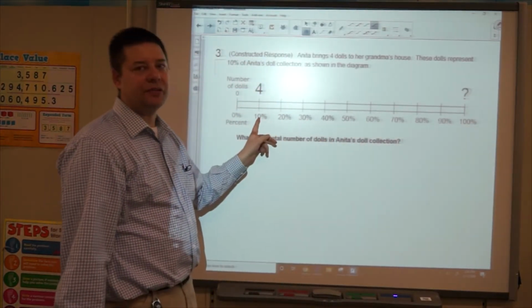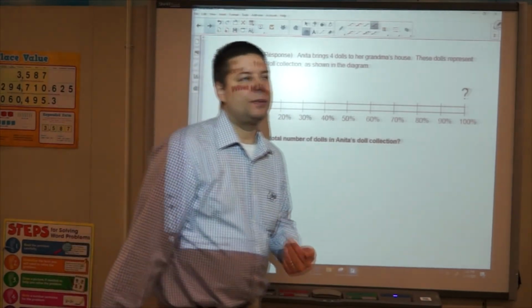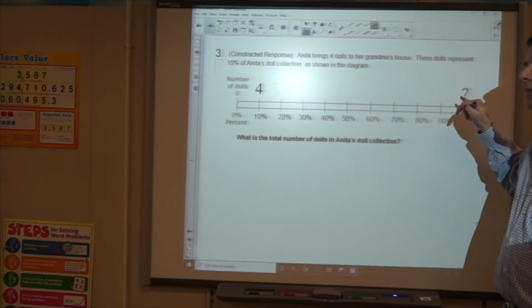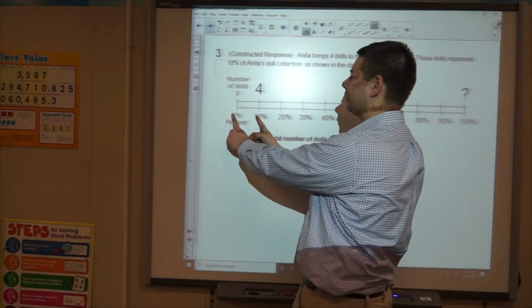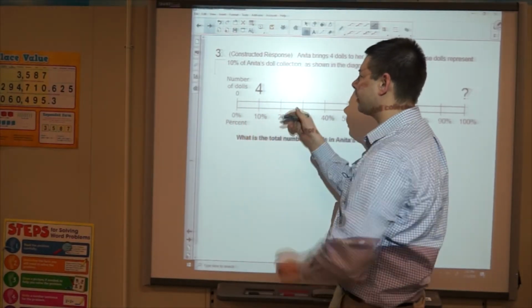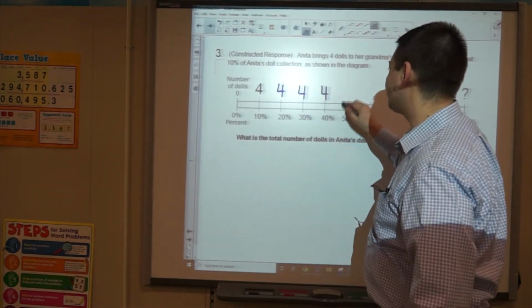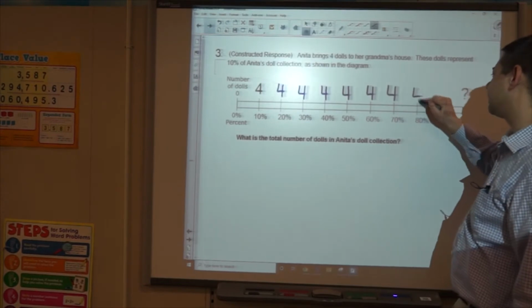We know that 10% of the collection is 4 dolls. So a lot of ways that we can kind of think about this one as well. And I'm going to go ahead and use the chart, use the graph that they give me to kind of make sense of this all. So if this number right here, from here to here, is 4 dolls, it stands to reason that from here to here is also 4 dolls. And then every one of these 10% would be 4 more dolls added to her collection, right?